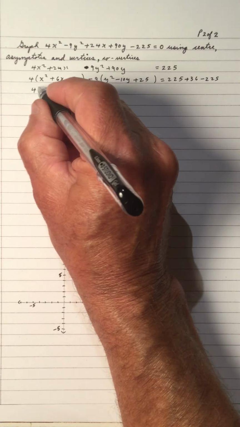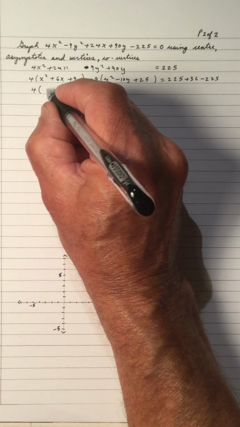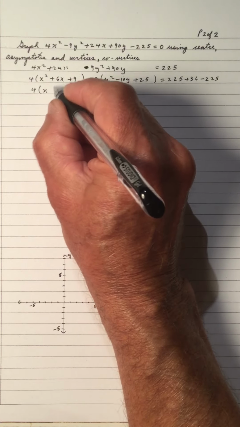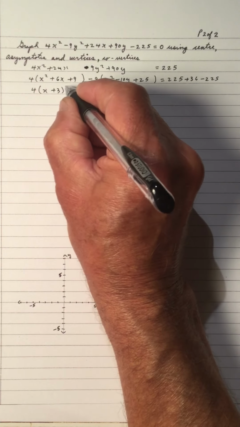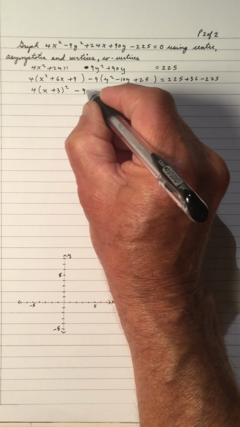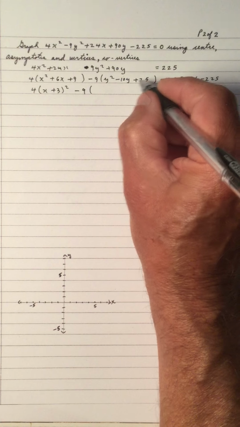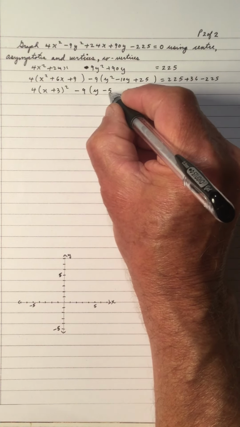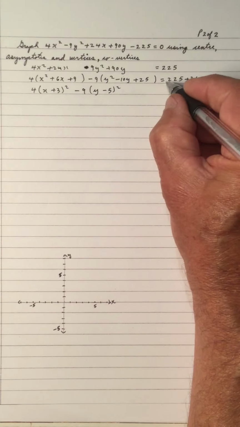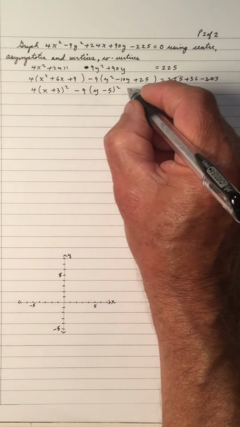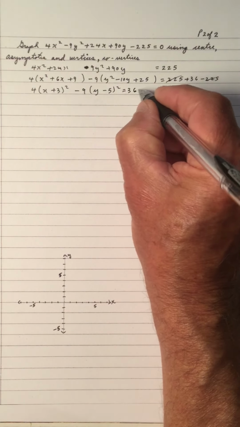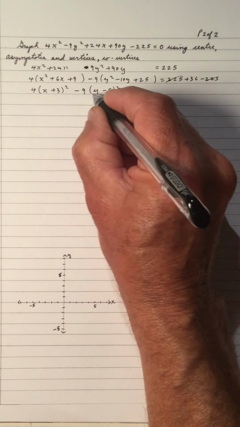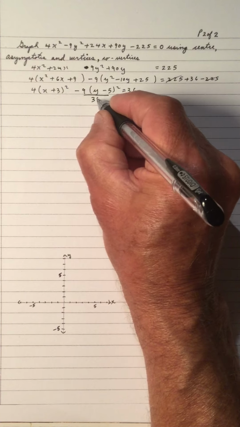So now we'll factor. This trinomial is a perfect square trinomial, so it's an x. Half of plus 6 is a plus 3, and we square it. And negative 9, factor this perfect square trinomial as a y. Half of negative 10 is a negative 5, squared. The 225's cancel out, so we get 36. Now we want the transformational form, so we divide all parts of the equation by 36.